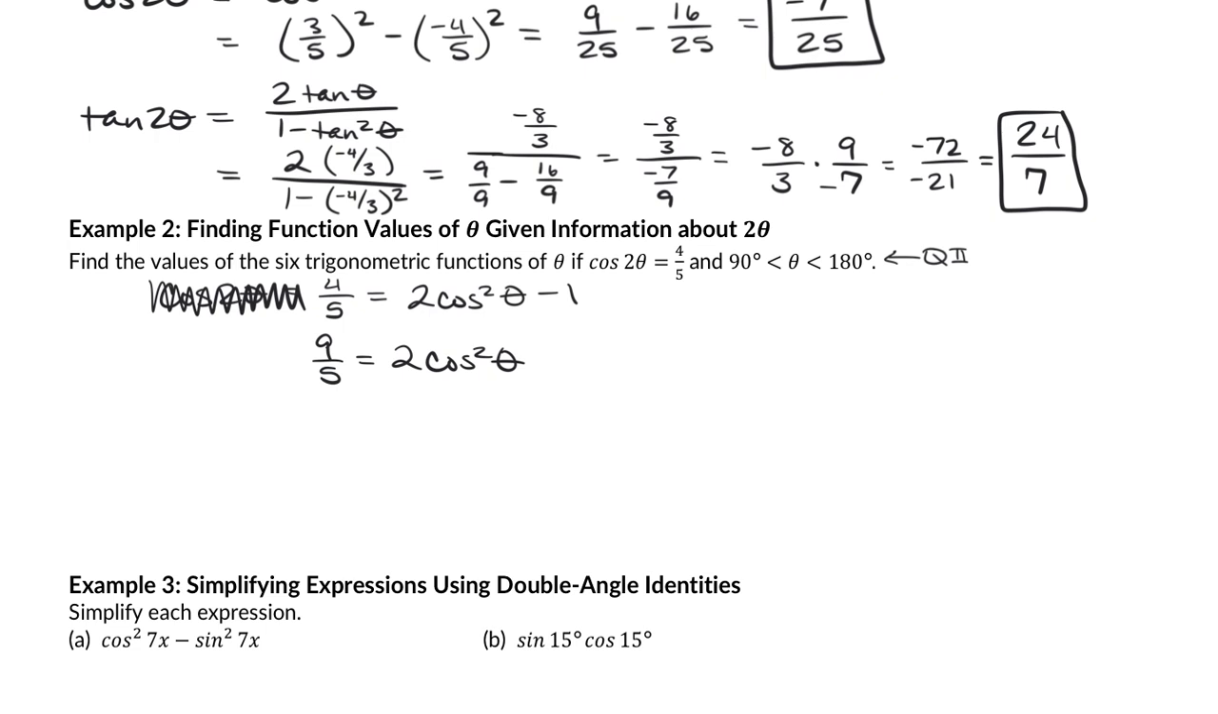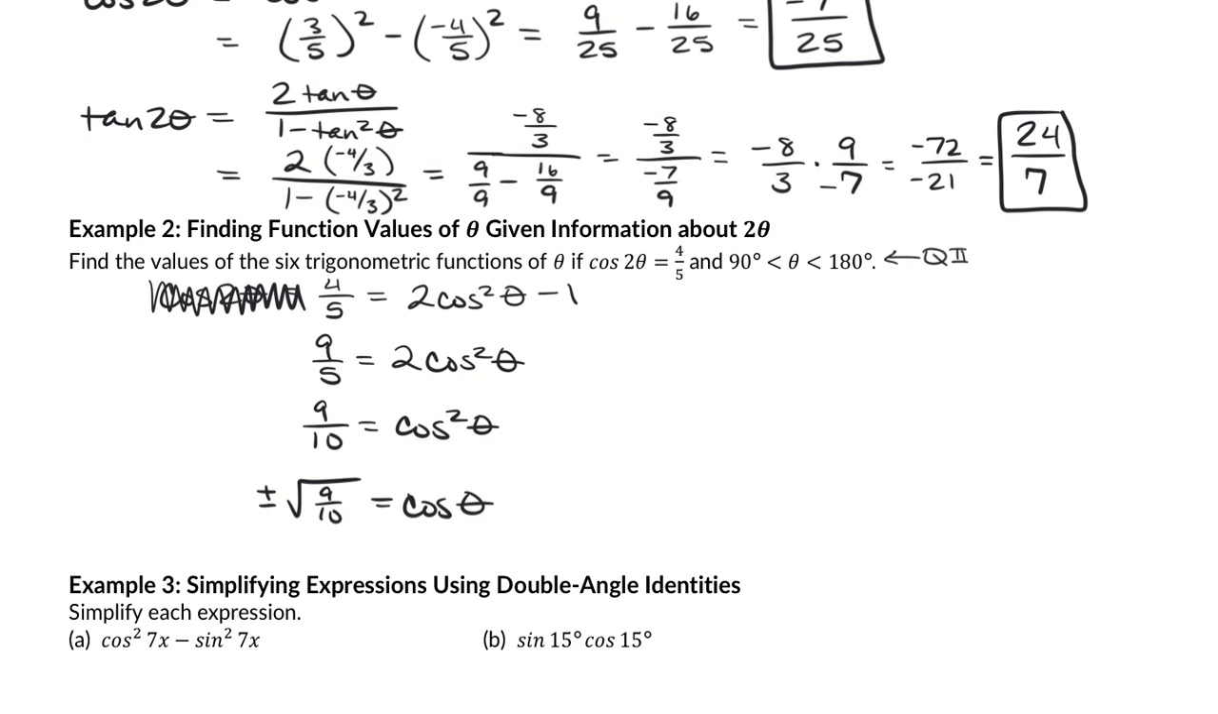How do you get that cosine squared of theta by itself? Divide by 2. When I divide by 2 on both sides, I end up with 9 over 10 equals cosine squared of theta. And then we square root. What do we do when we square root things? What do you have to put in front of it? Plus or minus. So we have plus or minus 9 over 10 equal to cosine of theta.